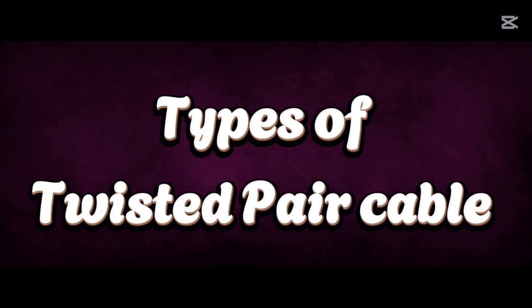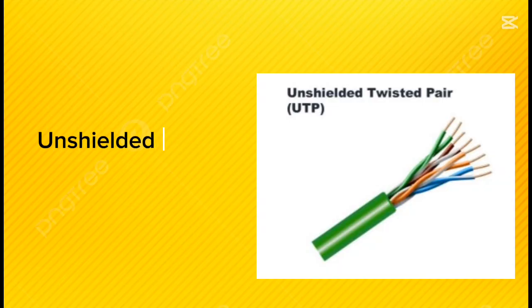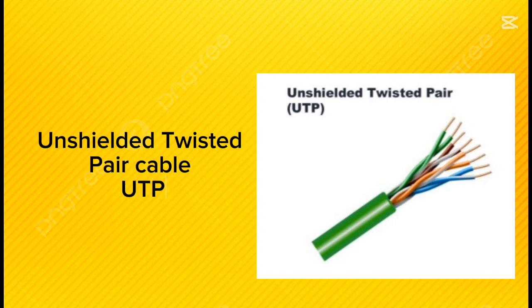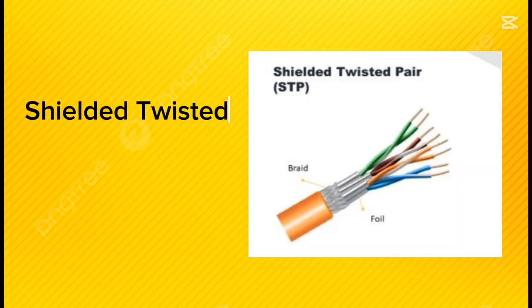Types of twisted pair cables. Unshielded twisted pair, UTP. The most common type, used in telephone lines and Ethernet networks. UTP cables are less expensive and easier to install than STP cables. Shielded twisted pair, STP, offers better protection against interference and is used in environments with high levels of electromagnetic noise.